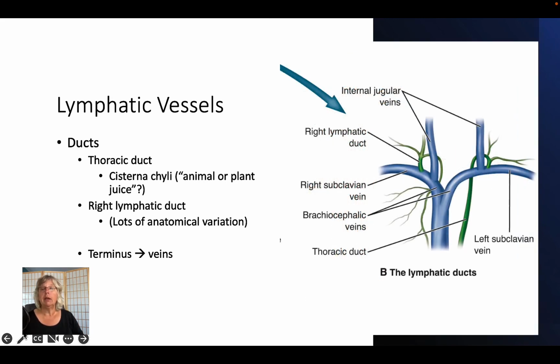Meanwhile, the right lymphatic duct is collecting everything from the right upper quadrant, the right upper extremity, the arm, the shoulder, the thorax, and of course the right side of the neck and head and face. And that is dumping here into the right lymphatic duct, into the right subclavian vein.